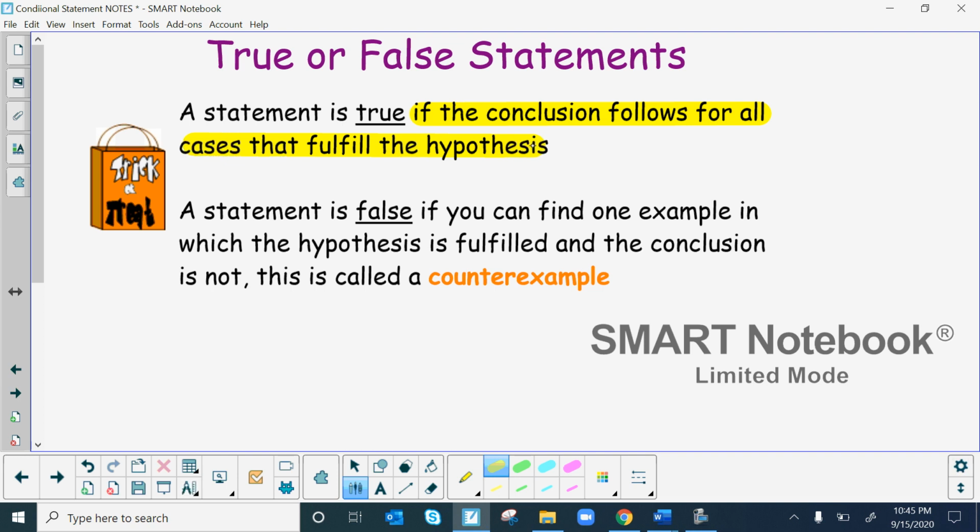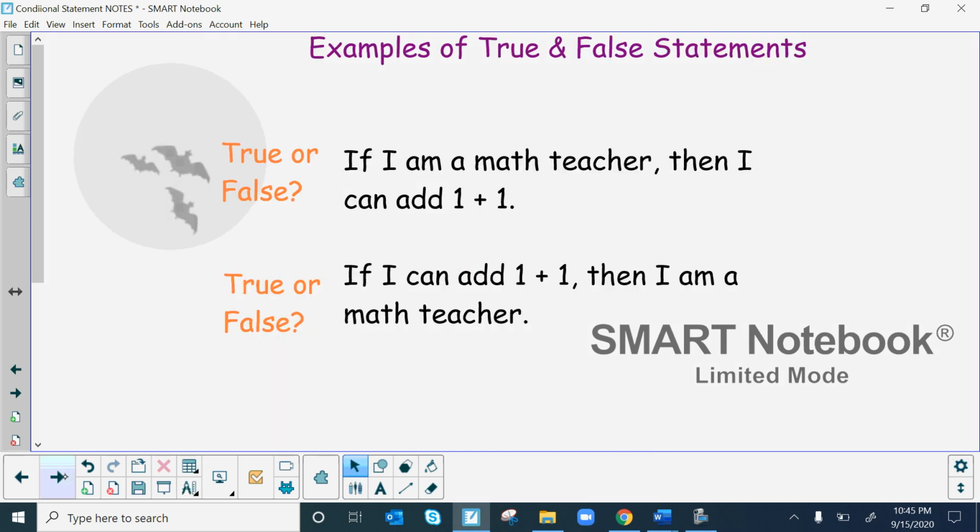A statement is false if you can find just one example in which the hypothesis is fulfilled, but the conclusion is not. That's what you call a counterexample. So in order to prove a statement false, you're trying to find a counterexample. Let's try a couple of examples here.